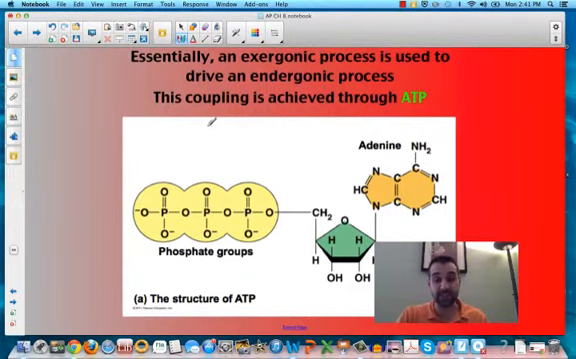Essentially, to make ATP requires an input of energy from our exergonic reactions. So exergonic reactions from the cell will fuel the endergonic synthesis of ATP. To fuel our endergonic reactions in the cell, we will have to break down ATP in an exergonic process. And that's what I'm about to show you.